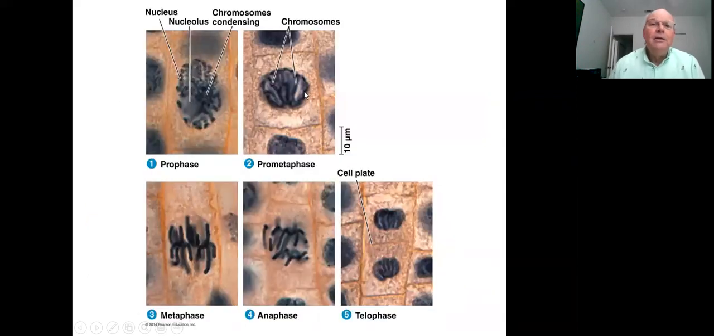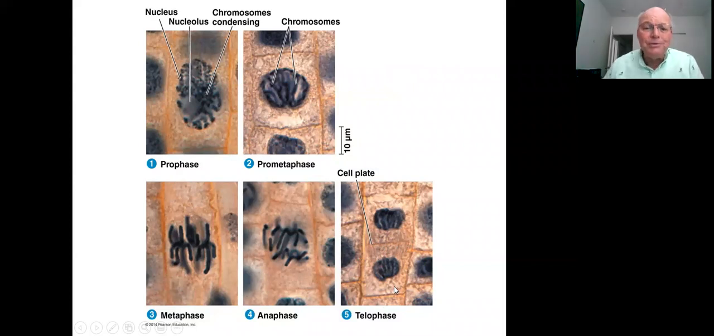So here are some pictures. The previous pictures, when we talked about the phases of mitosis, were of an animal cell. So here are the same phases in a plant cell. So prophase, prometaphase, metaphase, anaphase, telophase, and you can see the cell plate forming up, which tells you that cytokinesis is also, again, occurring in parallel with telophase.